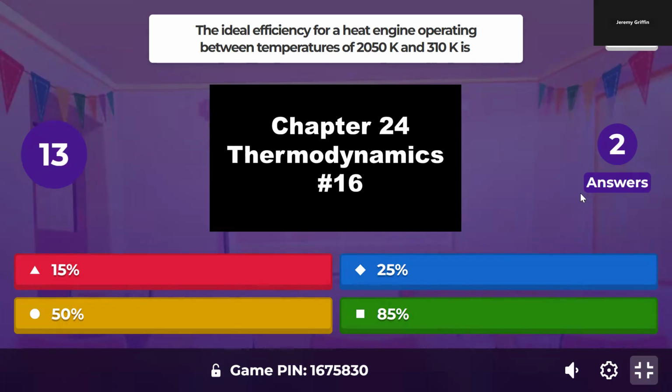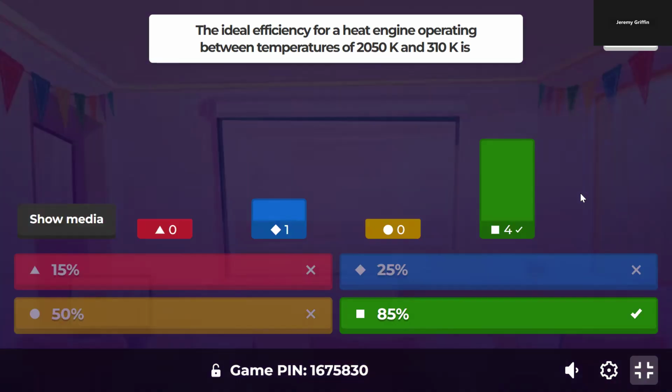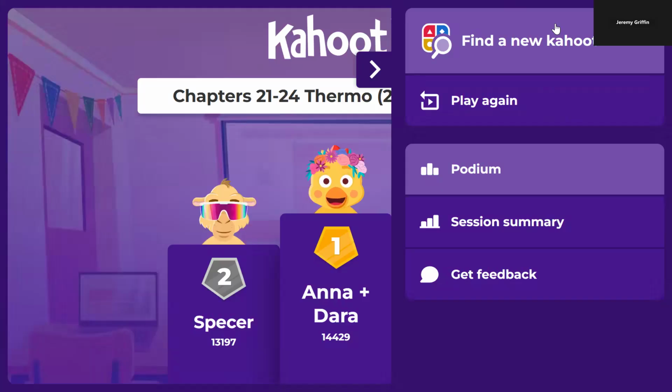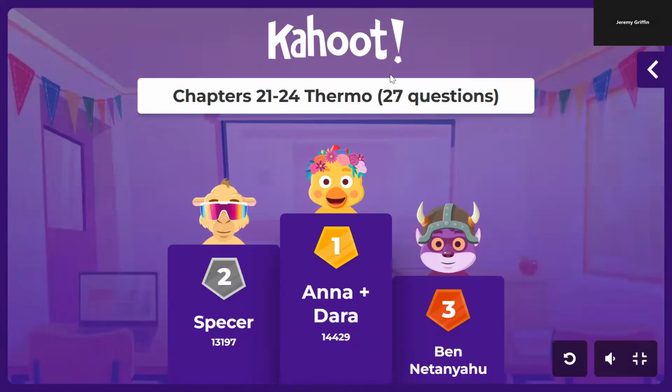Who's gonna win the Kahoot? Did you guys get approximately 0.85? Somewhere there? Yeah. All right, let's find out. With the bronze, Benjamin Netanyahu. With the silver, Spacer. And the gold, Anna and Jara.